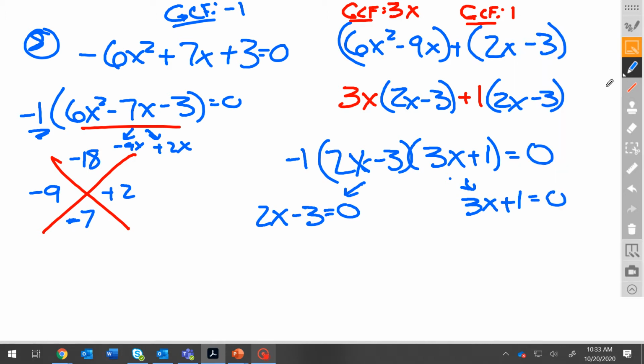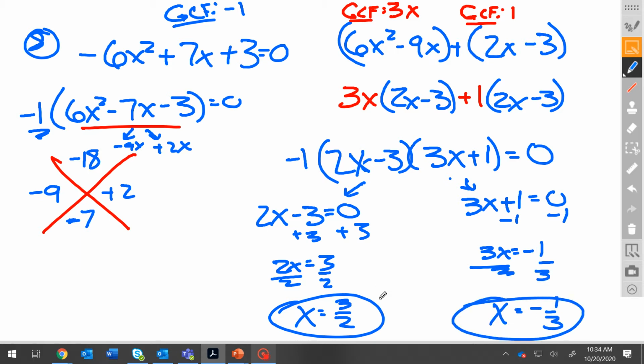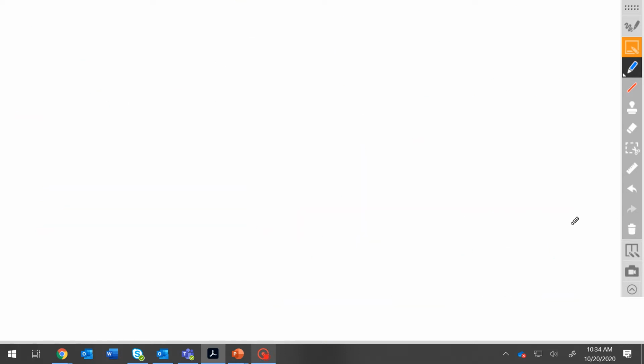So one of our solutions, add 3. 2x equals 3, divide by 2. One of our solutions, 3 over 2. The other solution, minus 1, 3x equals negative 1, divide by 3, x equals negative 1 over 3. It's my other solution. So these would be my two solutions. Alright, next section.